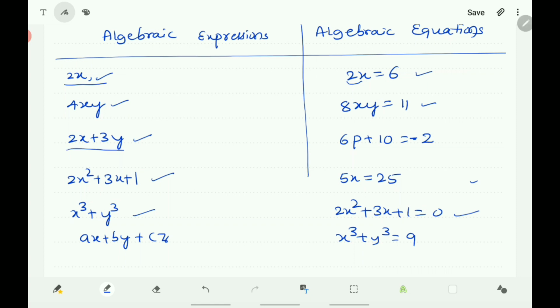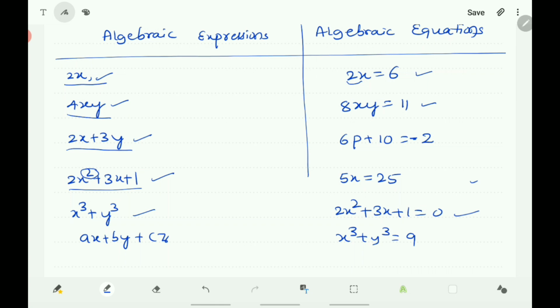And in the expression 2x plus 3y, there are two variables, and in 4xy also there are two variables. But in the fourth expression 2x square plus 3x plus 1, there is only one variable, but the highest power of the variable is 2. Therefore, it is not a linear expression.